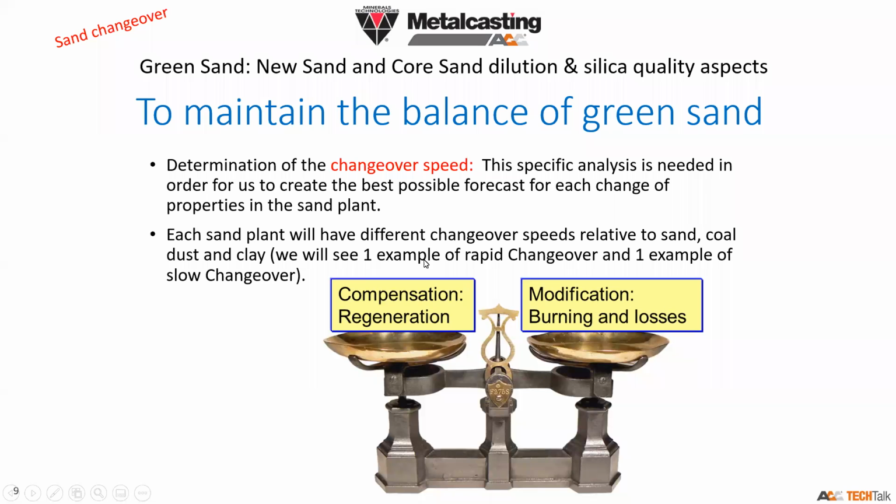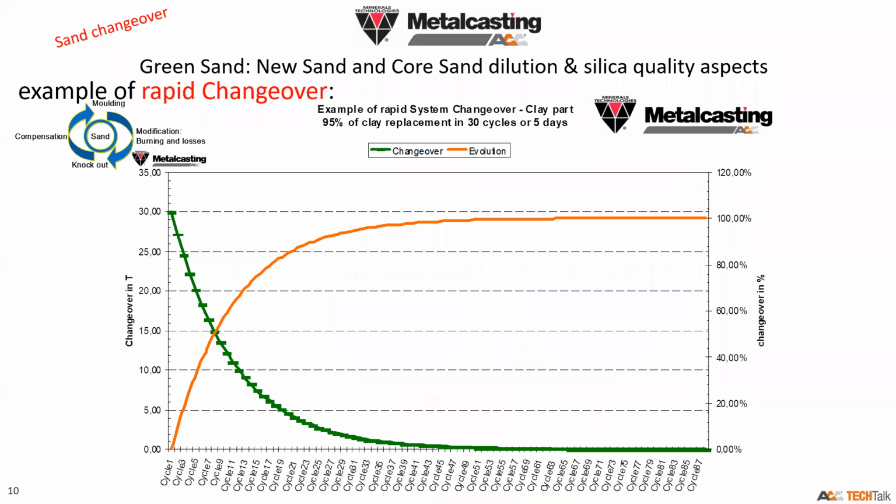Sometimes you have a rapid changeover of your sand system, or sometimes you have a slow changeover of your sand system. As you can see in the first example I want to show you, it is a rapid changeover. And you can see in this graph, it is interesting to note that the orange line is showing the saturation of new sand introduced in the system, and the green one, the losses that we get at each cycle of new sand or bentonite, by the way.